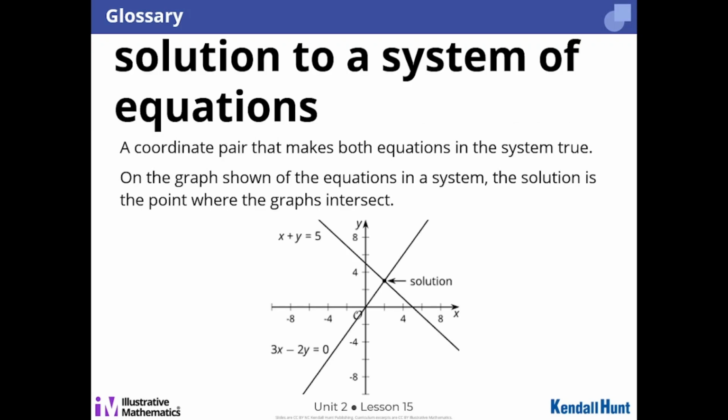Our next glossary term, solution to a system of equations: a coordinate pair that makes both equations in the system true. On the graph shown of the equations in a system, the solution is the point where the graphs intersect.